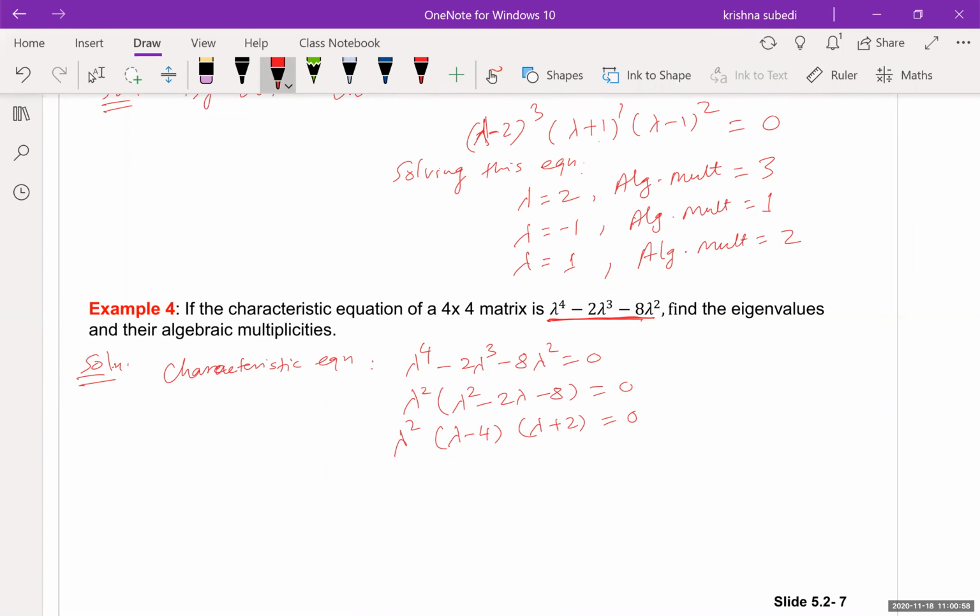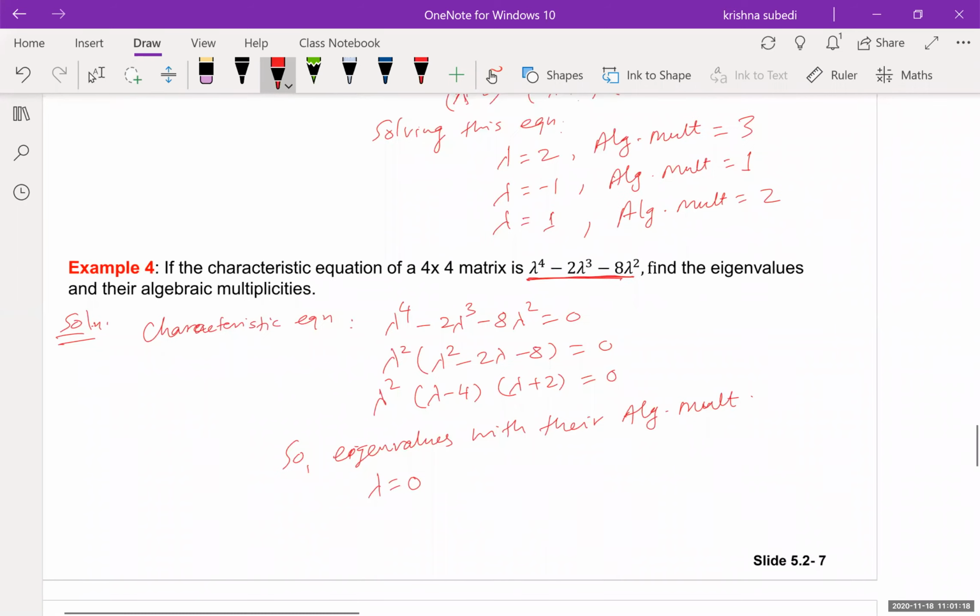And so the eigenvalues with their algebraic multiplicity are given by lambda equals 0, another eigenvalue is lambda equals 4, and another is lambda equals negative 2. As you can see, for lambda equal to 0, the multiplicity comes from the first factor lambda squared, and the power is 2, therefore the algebraic multiplicity is 2. Lambda equals 4 is coming from the second factor, and because the power of the second factor is simply 1, the algebraic multiplicity is 1. In the same manner, the algebraic multiplicity for lambda equals negative 2 is also 1.